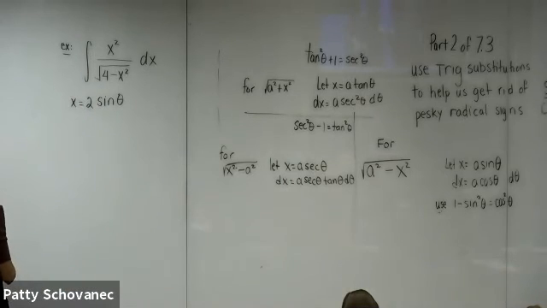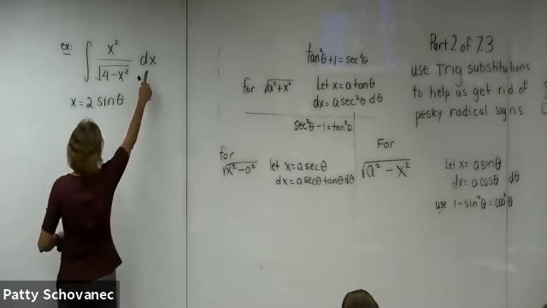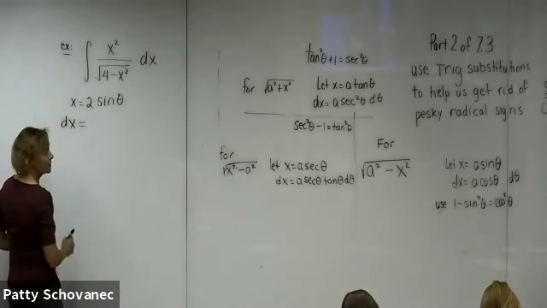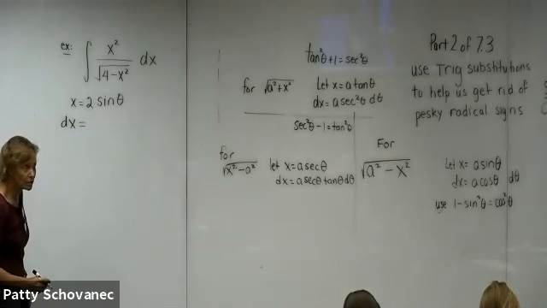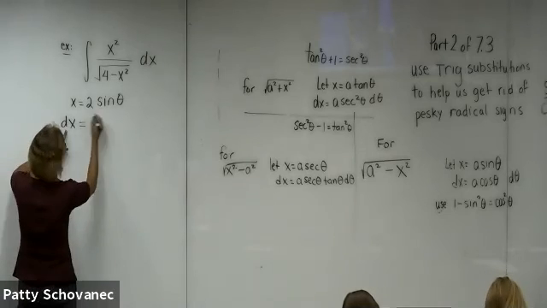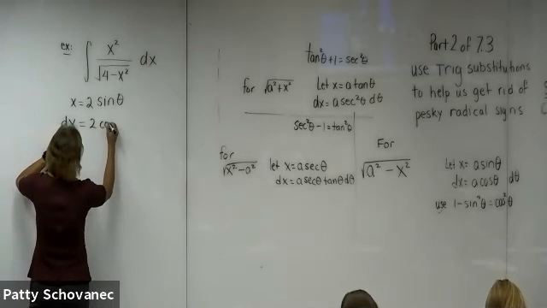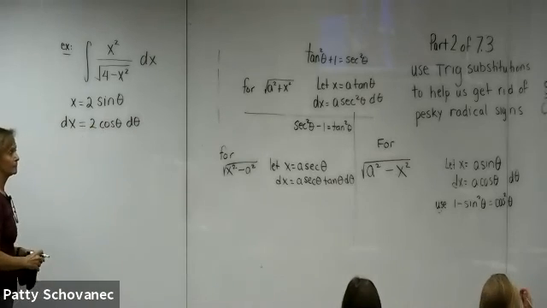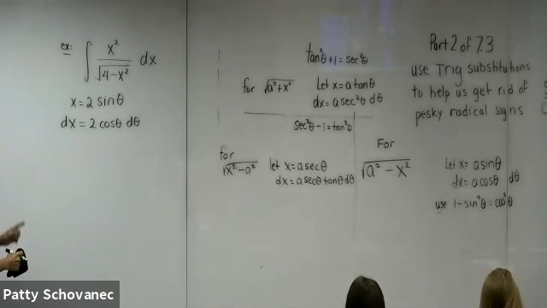Okay. All right, x is 2 sine theta. Don't forget the dx. That's where students typically make their mistake. Dx doesn't magically turn into d theta. Dx in this case turns into 2 cosine theta d theta. Oh, wait, I can see why this gets problematic. So x is 2 sine theta. Dx is 2 cosine theta d theta.